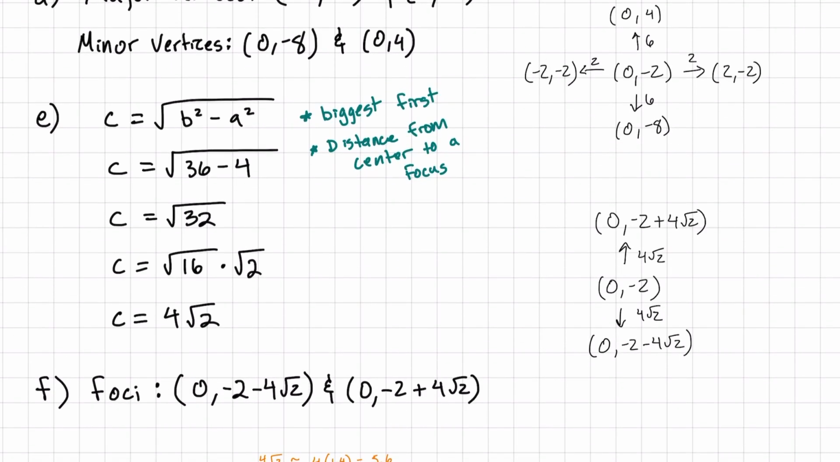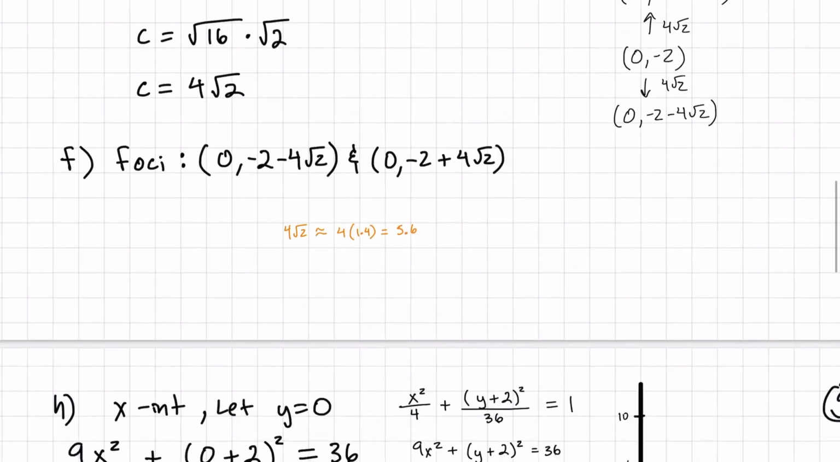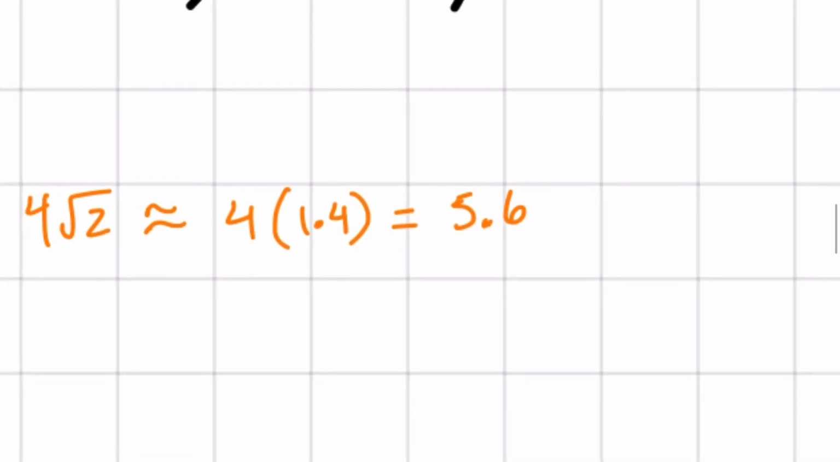All right, next I need to find what's called the focal length, the distance from the center to one of the foci. So because the b is bigger, we're going to put the biggest one first, or just think about it, it just needs to be real. So if you're subtracting and you end up with a negative, just swap them and use that version of the formula. So square root of 36 minus 4, that's square root of 32, which simplifies to 4 square root of 2. 4 square root of 2, just FYI, is about 5.6.